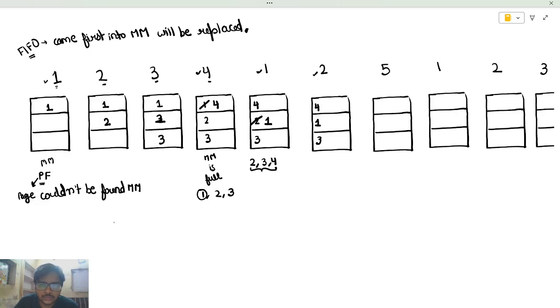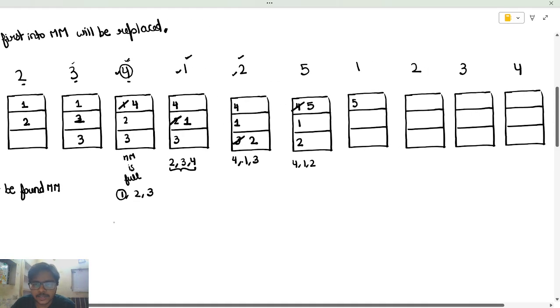Now the CPU requested the second page. Out of 4, 1, 3, who will be evicted? 3 came first, so 3 will be evicted by 2. Now 4, 1, 2, and now 5. Out of 4, 1 and 2, as you can see, 4 came at this position, so 4 came first. So 4 will be evicted by 5.